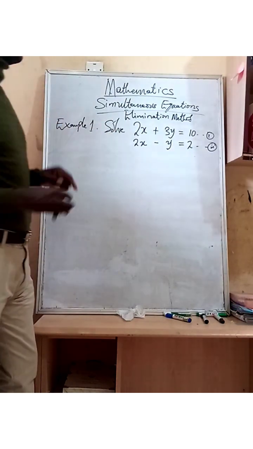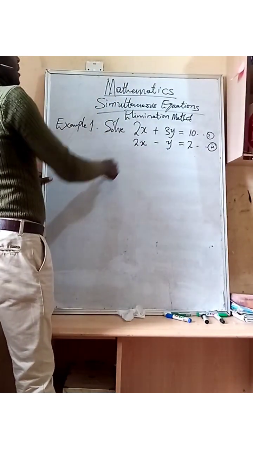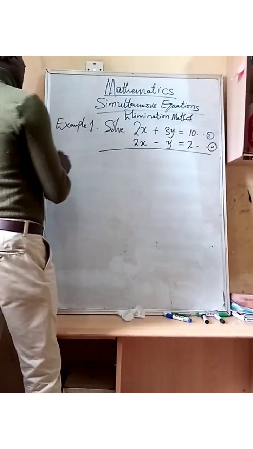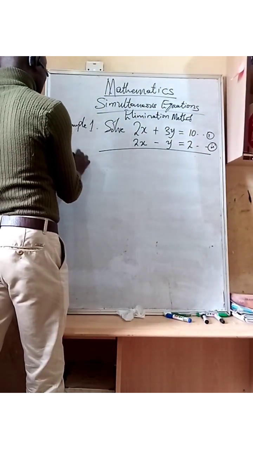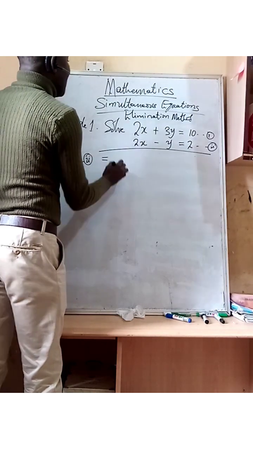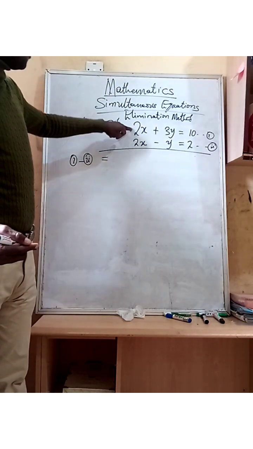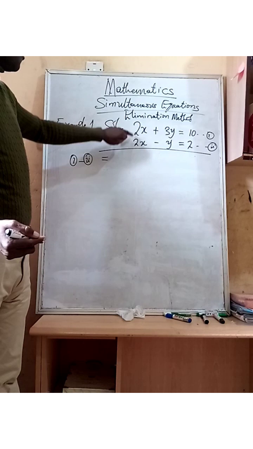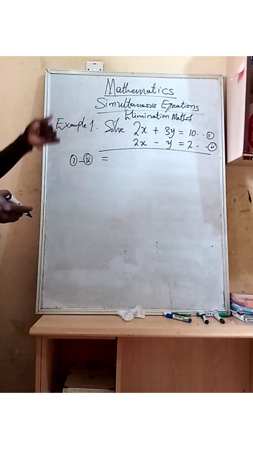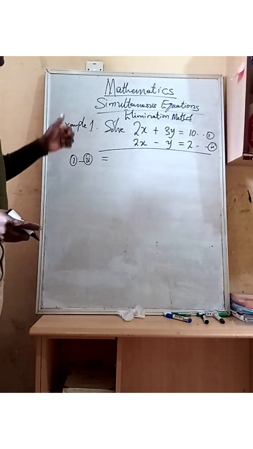The answer is yes. That is because the coefficient of x in both equations is 2. So we go straight away. We now say equation 1 minus equation 2. And why are we subtracting? That is because the signs in front of the coefficients of the same variable are the same. If the coefficients are both positive, subtract. If the coefficients are both negative, subtract.